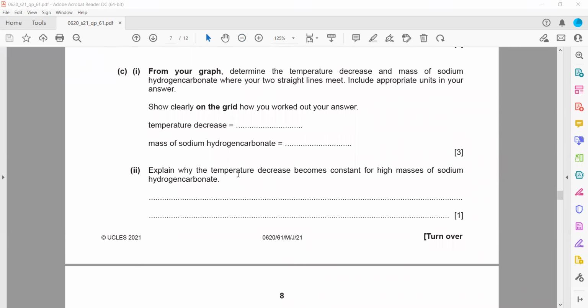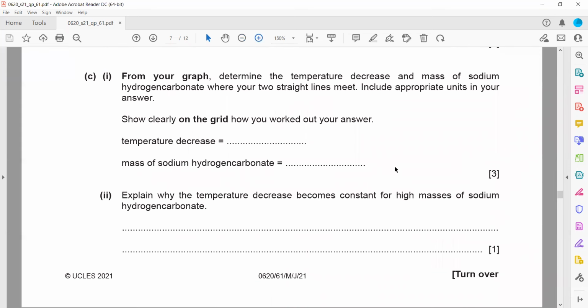The next one: why does the temperature decrease become constant with a high mass of sodium hydrogen carbonate? In this experiment, we are mixing sodium hydrogen carbonate with acid. We have a conical flask with sodium hydrogen carbonate, NaHCO3, and then we add acid. In every experiment, we increase the mass of sodium hydrogen carbonate: first 1 gram, then 2 grams, then 3 grams, then 5, 6, and 7.